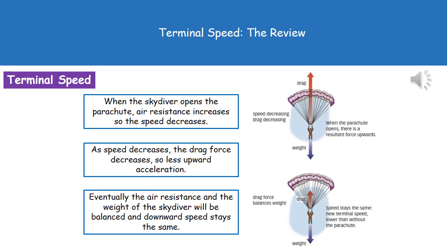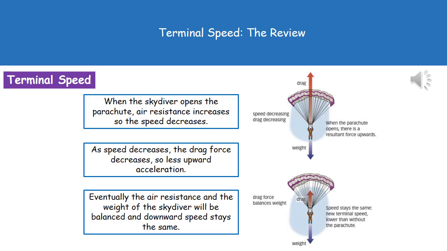So when he opens the parachute, what we see is, because we've got that big surface area now that the air resistance will be acting on, our drag will increase. As soon as our air resistance or drag increases, the speed is going to decrease, because we've got a much larger drag force than our weight. In the next bit, what we'll see is that the air resistance and the weight of the skydiver will end up balanced again, because due to that drag force increasing, our speed is decreasing, and that then leads to less upward acceleration.